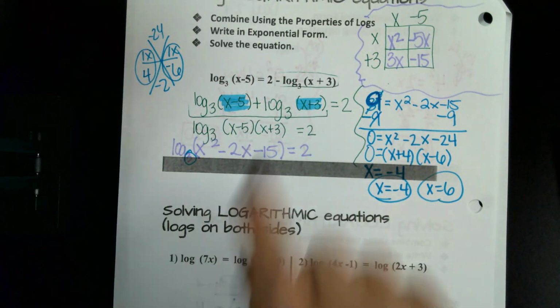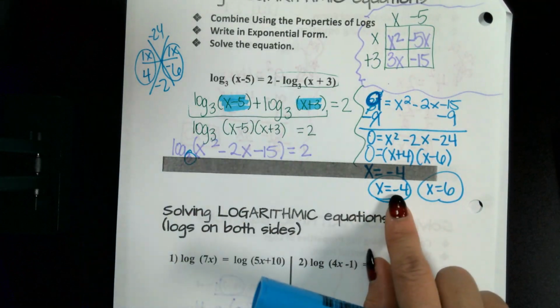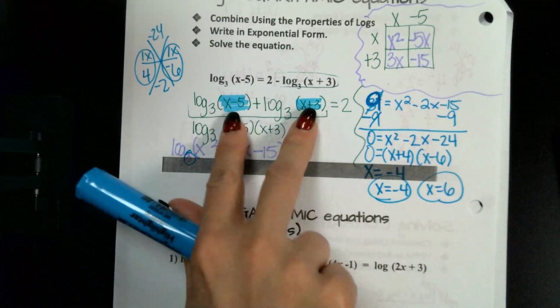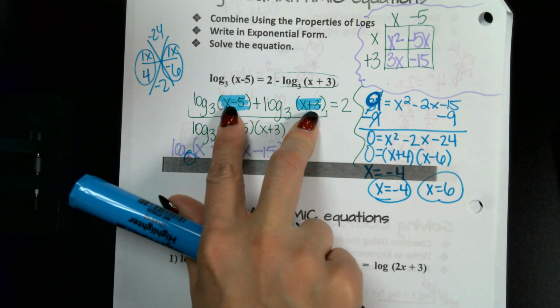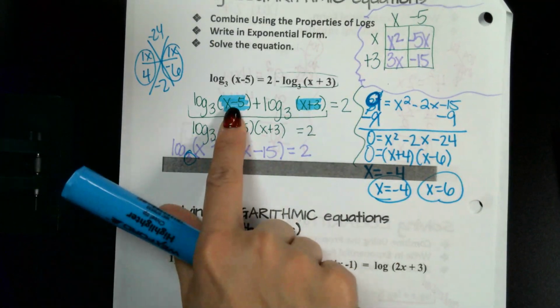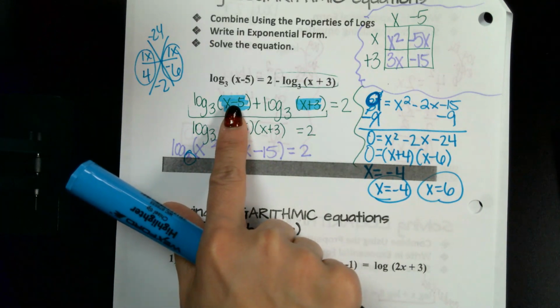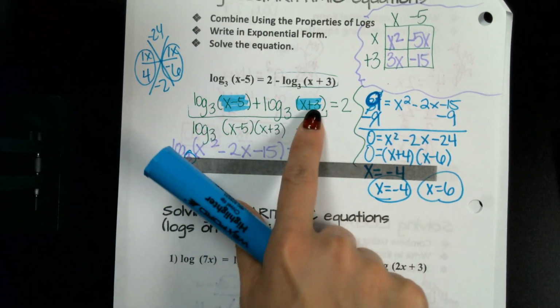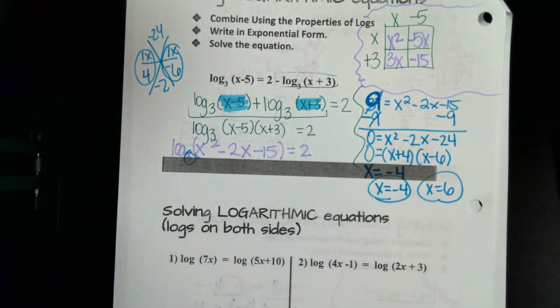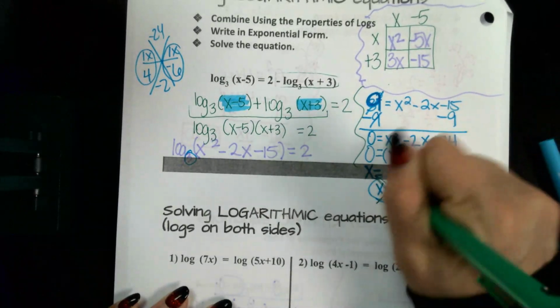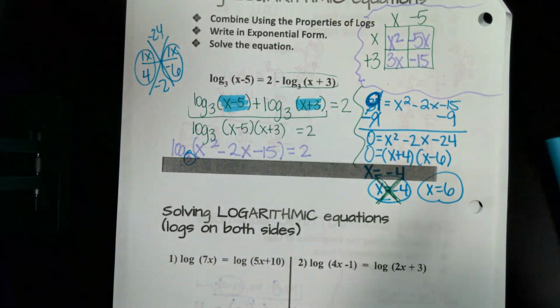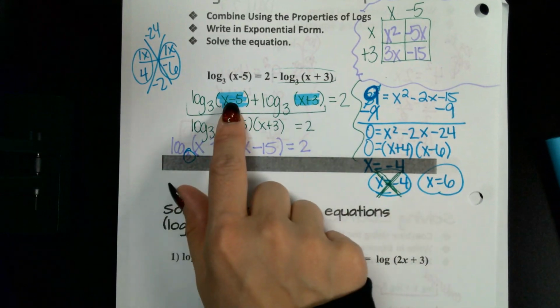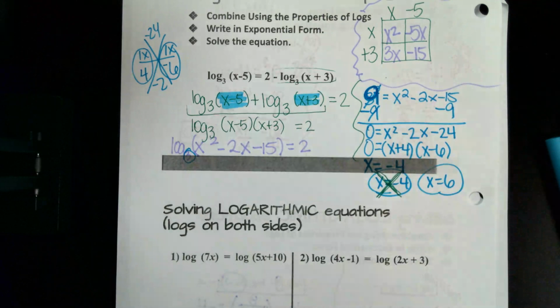However, we also can't have a negative in here. So if I plug in negative 4 to either one, wouldn't they both be negative numbers? Like negative 4 minus 5 is negative 9, and we just said you can't have a negative inside there. Negative 4 plus 3 is negative 1. So that negative 4 is extraneous. Now if you plug in the number 6, 6 minus 5 is 1, 6 plus 3 is 9. Both of those numbers are positive, so that's fine. So you guys do have to be on the lookout for those as well.